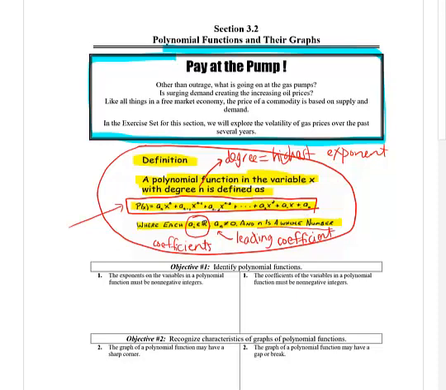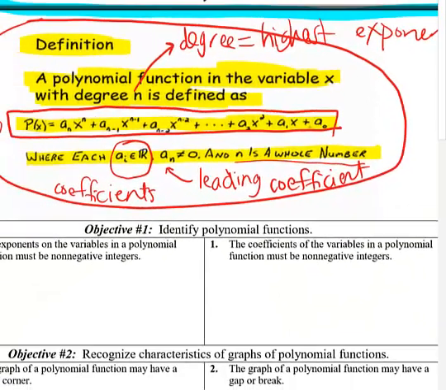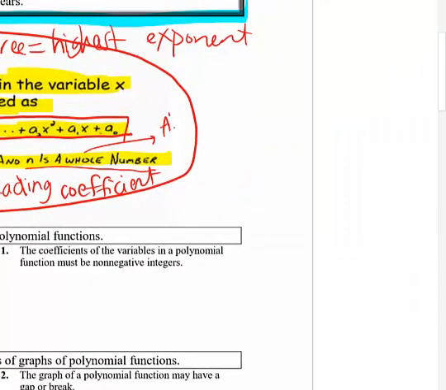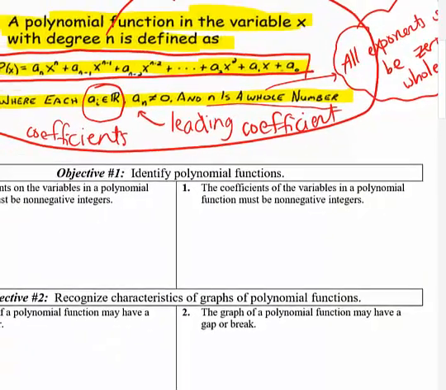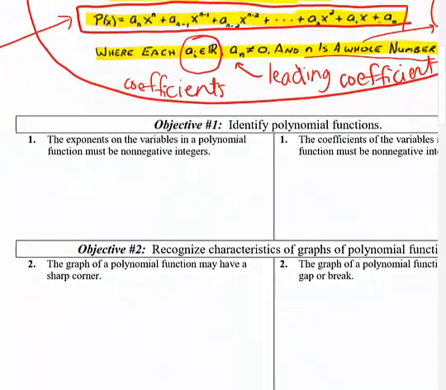One thing it doesn't mention here is that, while it says n is a whole number, actually all exponents should be 0 or whole numbers, because I think 0 is not counted in the whole numbers. I think whole numbers technically starts at 1 and then goes 2, 3, 4, 5. So there are some things that need to happen before we can call something a polynomial. That's a lot of little things to remember.